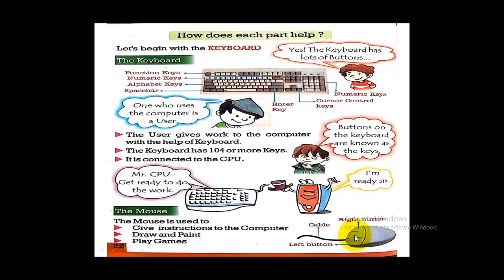The left mouse button is used for firing, the right mouse button is used for reload. Then with the wheel we can change the weapon in playing games. Okay, for different games we use different functions of the mouse button.